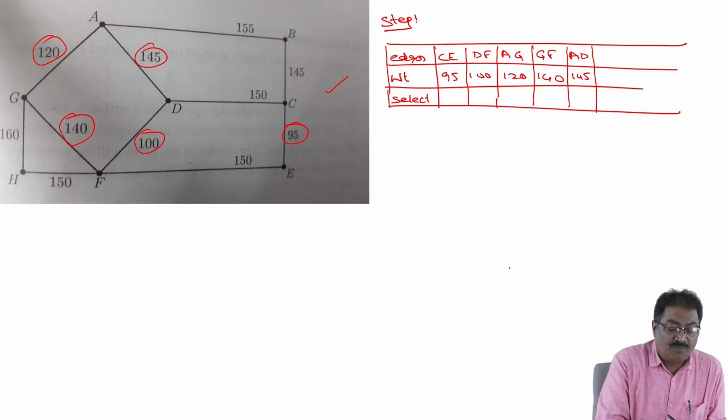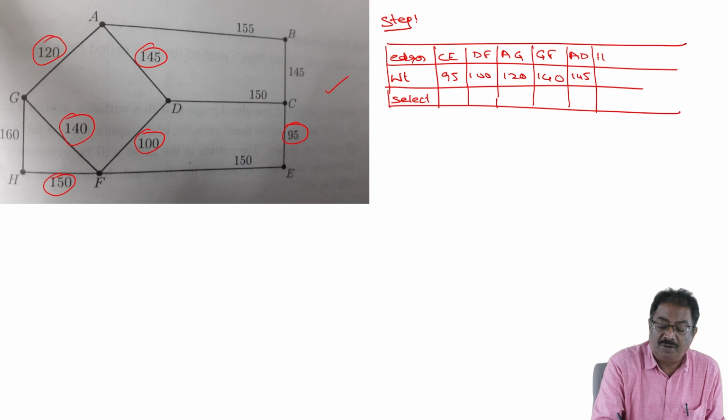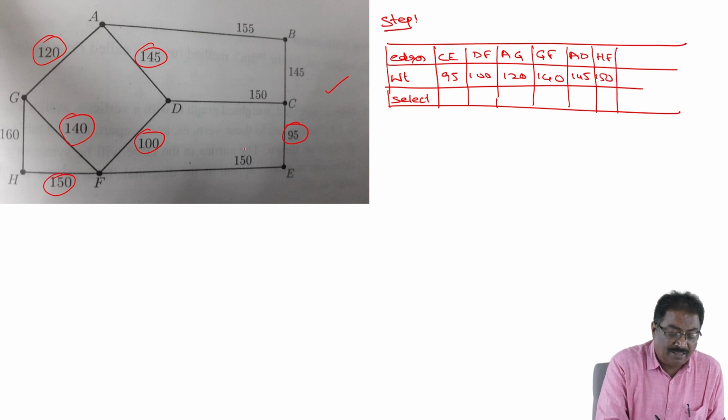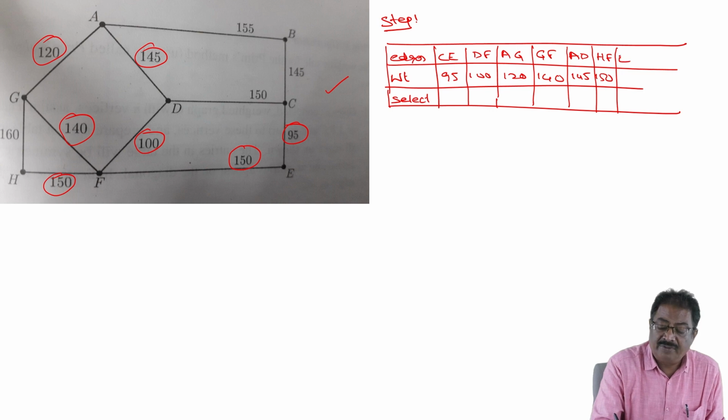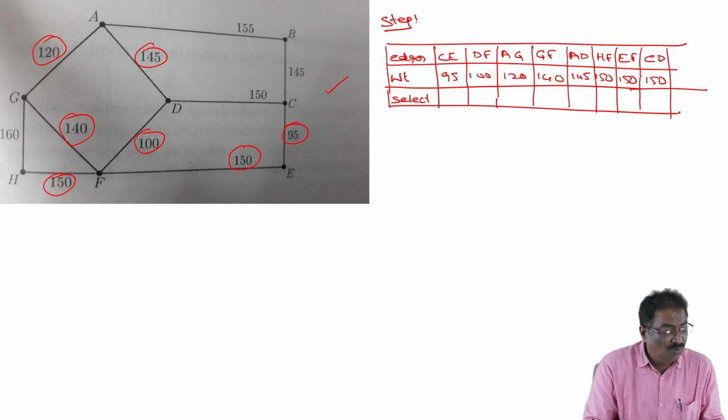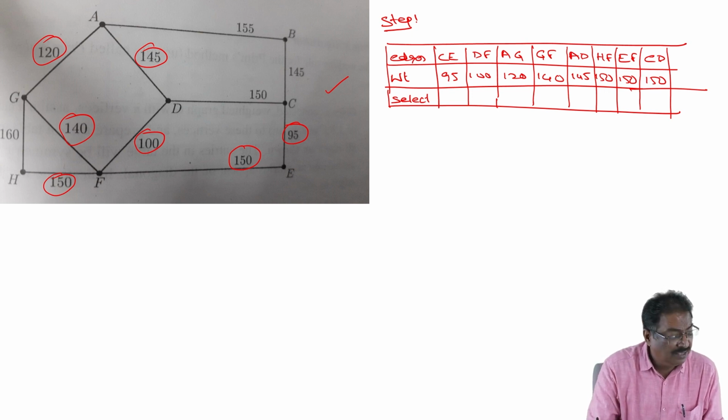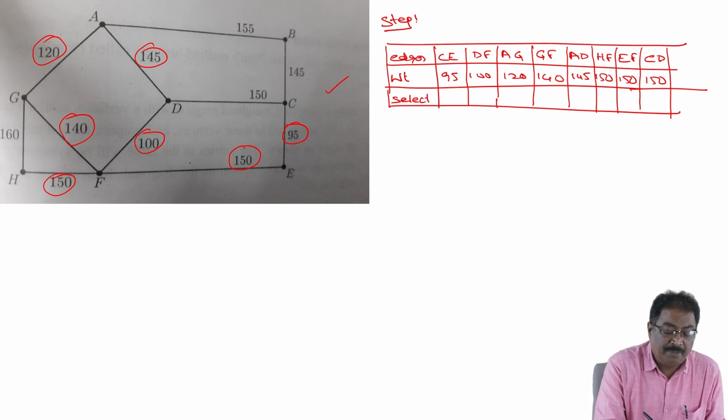Then after that, 150 is there. So, 150, HF will be, there are more. HF is 150. Then another one is EF, which is also 150. Then another one is CD, which is also 150. So 150s are 3. Then the remaining 145 is also over. So now 150s are over.